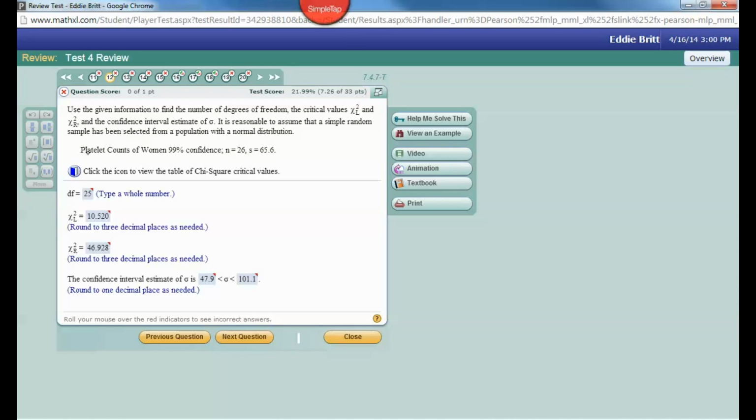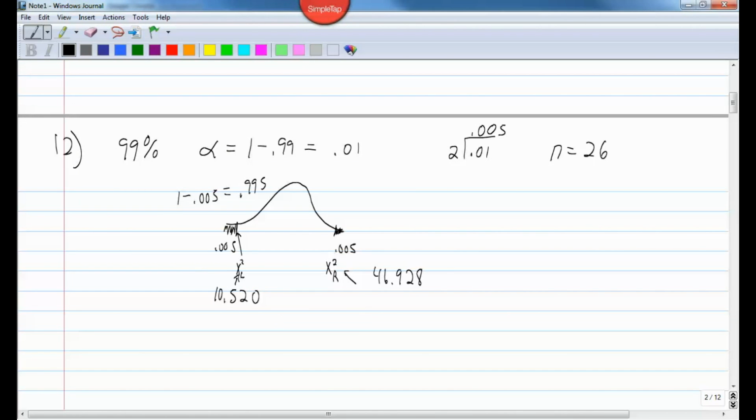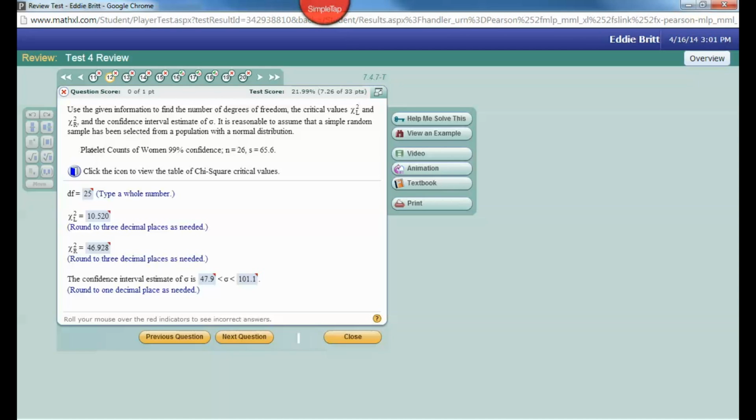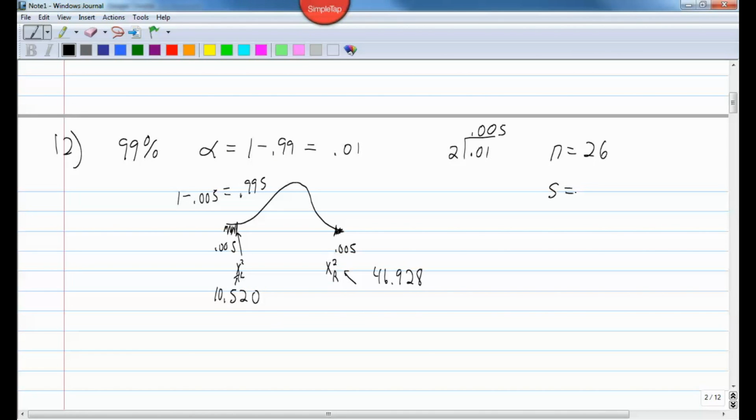And we can double check those real quick. 10.520 was the left critical value. The right critical value was 46.928. Now, to construct the confidence interval estimate, we need our formula for the left endpoint and for the right endpoint of my interval. You can do either one, it doesn't matter. For both of those, I do need my standard deviation, which is 65.6 here.